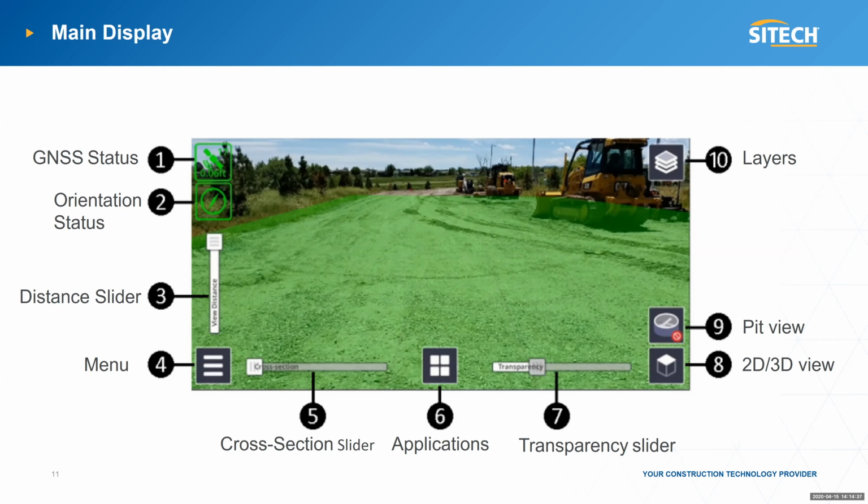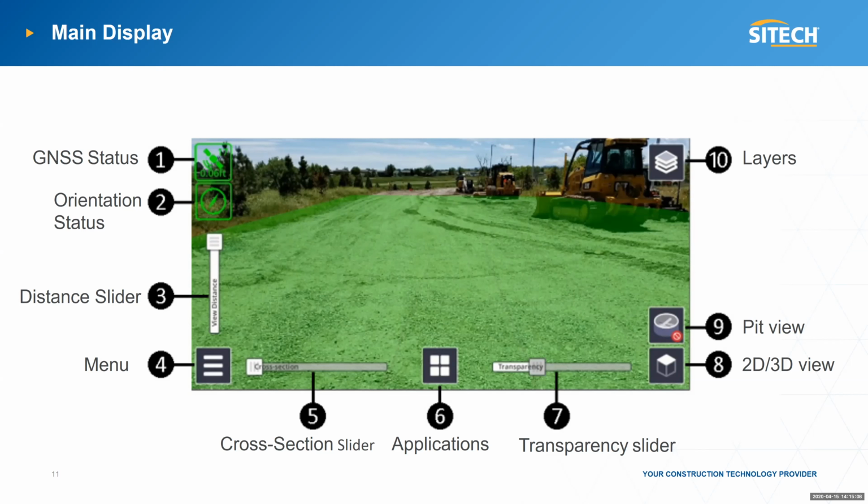Number 6 is the application button. This button basically opens up a list of measure possibilities. We'll talk about it a bit later, but that's the button that you need to select either measuring a point or a distance or a slope, or the to-do button, which is taking a picture.